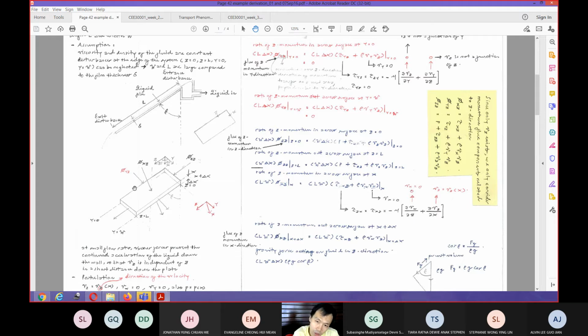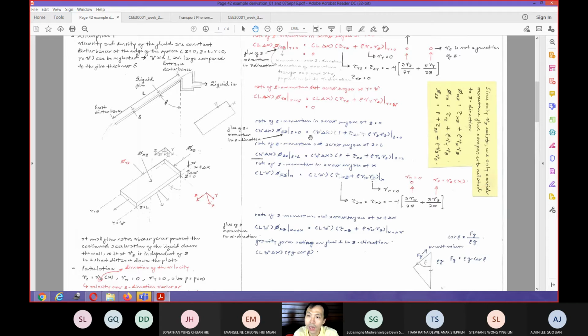Right. We check this surface in here. We check this surface. So in this rectangular unit, we have 6 surfaces, so we have to inspect the other 4 forces. Now we are talking about the rate of z momentum in a cross surface at z equal 0.